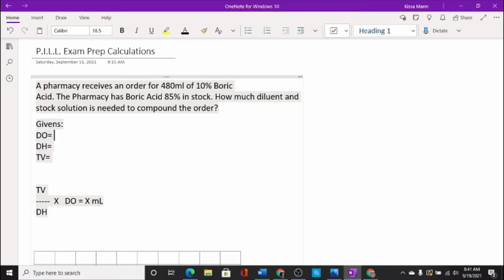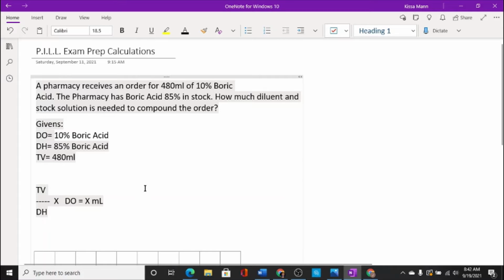Before we get that far, let's go ahead and identify our given information. The dose ordered is 10% boric acid. Our dose on hand, 85% boric acid. Our total volume needed when we finish compounding our order is 480 milliliters. You're more than welcome to place that 480 with your dose ordered. That is accurate. But in order to put our placeholders in our formula, just plug and play our given information into our formula, it's best to separate it this way.